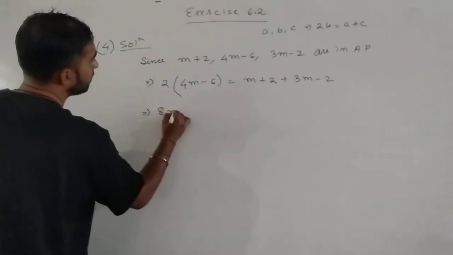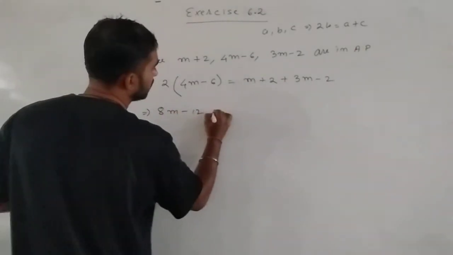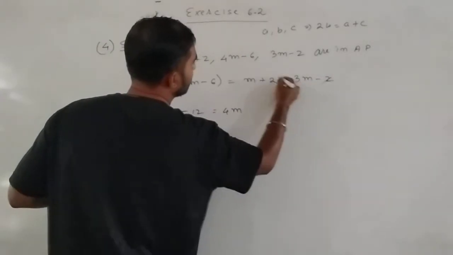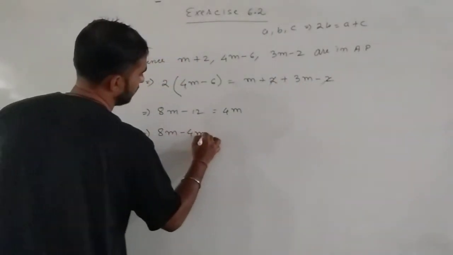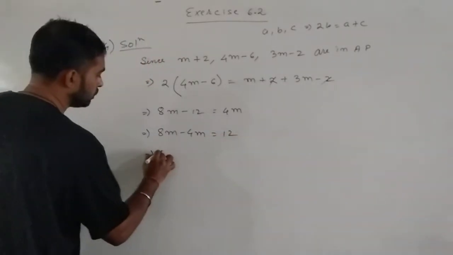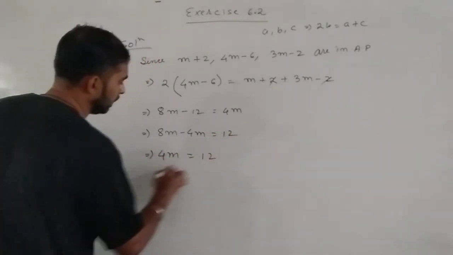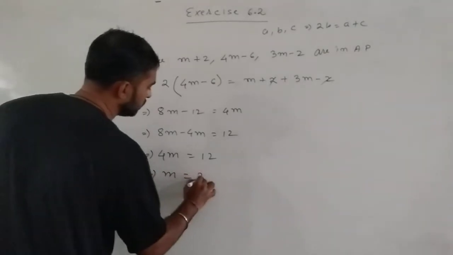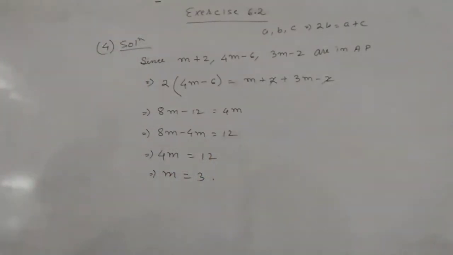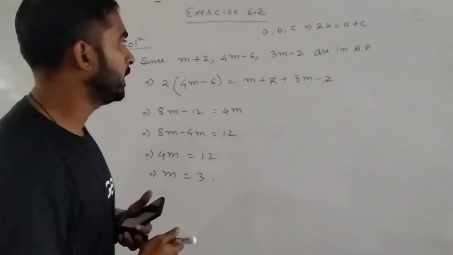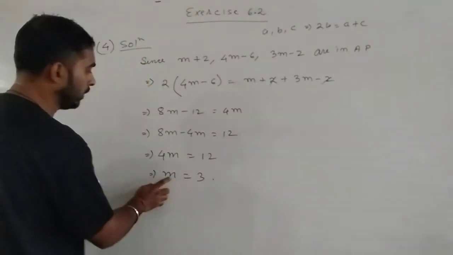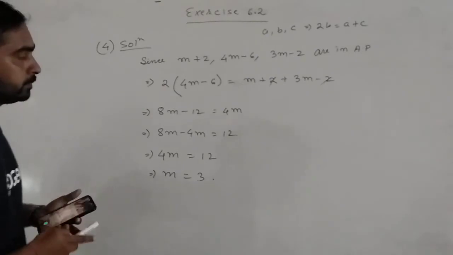So 8m minus 12 equal to 4m, which implies 8m minus 4m equal to 12. That is 4m equal to 12, which implies m equal to 3. So in this question, if m plus 2, 4m minus 6 and 3m minus 2 are in AP, then the value of m equals 3. Got it?